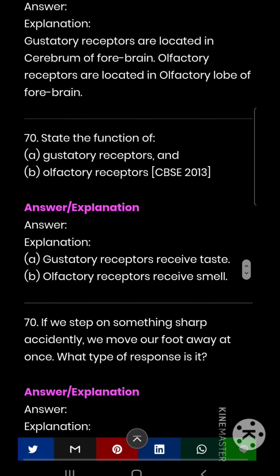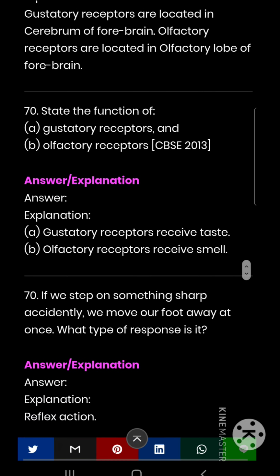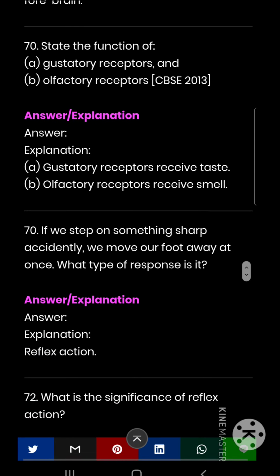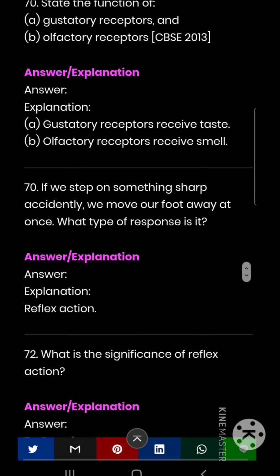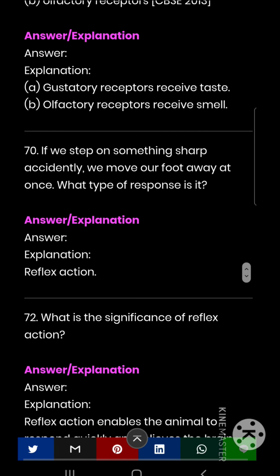Part of forebrain. Olfactory receptors are located in the olfactory lobe of forebrain. State the function of gustatory receptors. Gustatory receptors receive taste, whereas olfactory receptors are known to receive the smell.